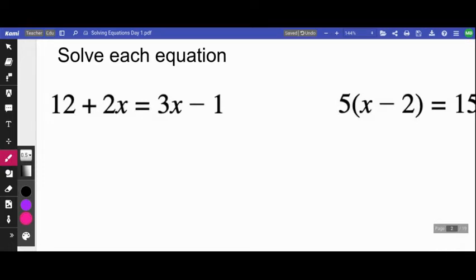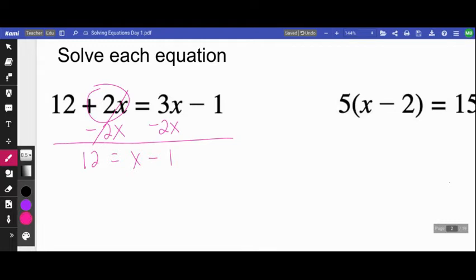And I always start by removing the smaller value. And so I have 2x on the left, I have 3x on the right, 2x is less. So I'm going to start by getting rid of that plus 2x. Using inverse operations, instead of adding 2x, we're going to subtract 2x from both sides of the equal sign. And that leaves us with 12 is equal to 3x minus 2x is just x, and then I still have a minus 1. You'll notice that we have variables all on the right-hand side, but we still have integers on both sides of the equal sign.